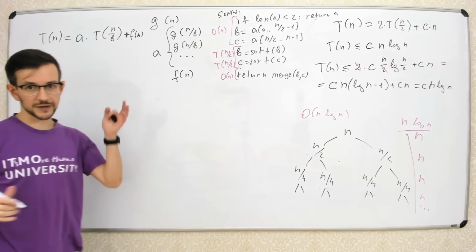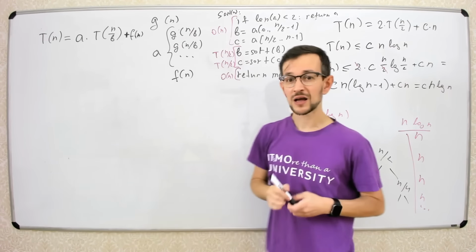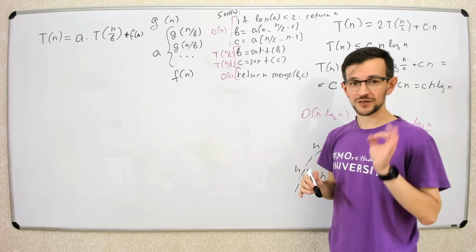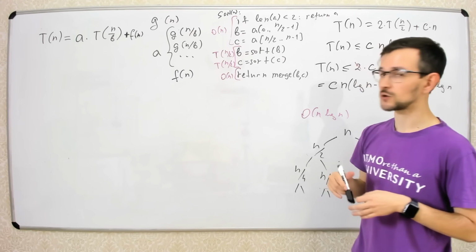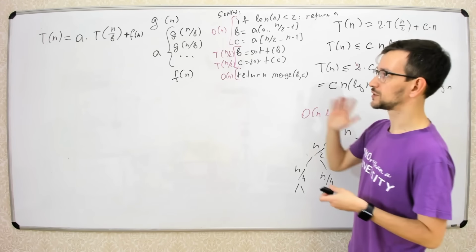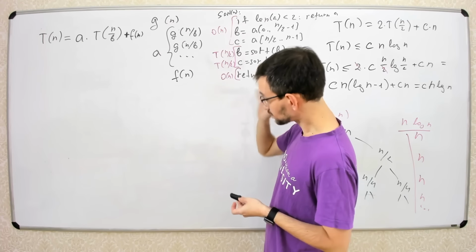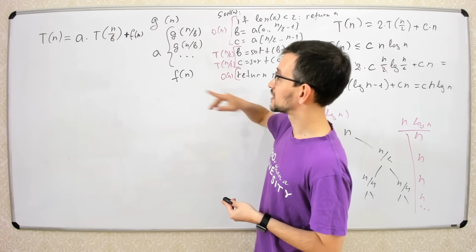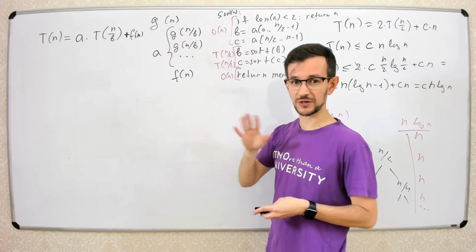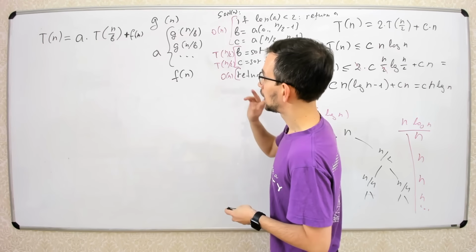So situations like this happen all the time. So they make a special theorem about situations like this. It's called the master theorem. The master theorem is the theorem which calculates the time complexity of algorithms of this form. Let's go.